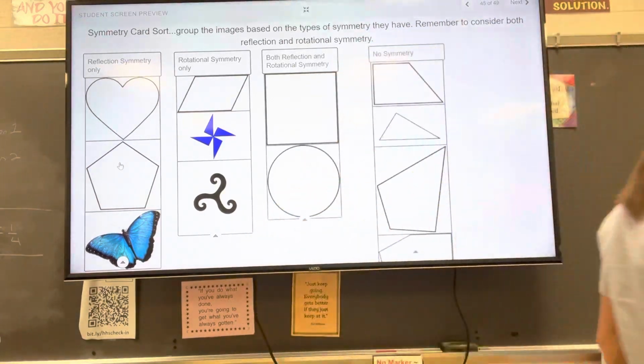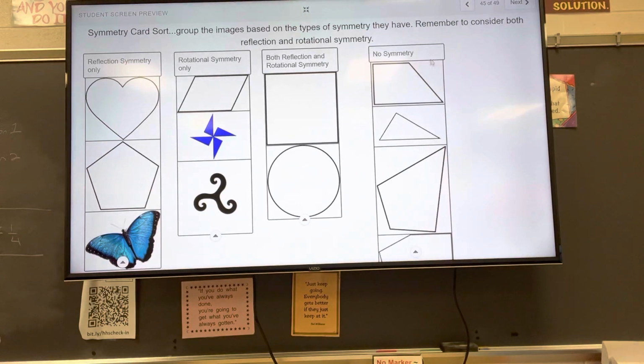How are we doing? All right, that is slide number 45. We're going to do one more slide. We're going to go to slide number 46.